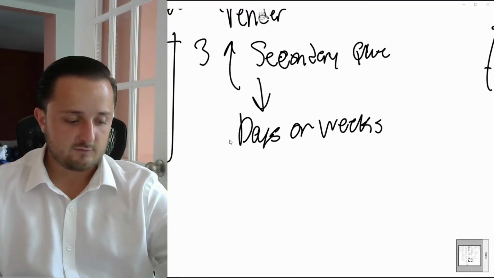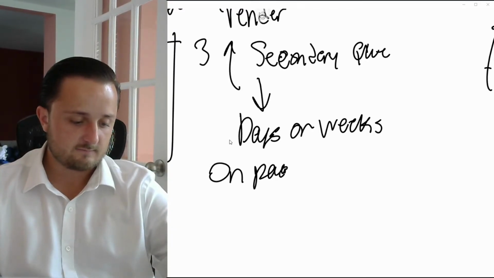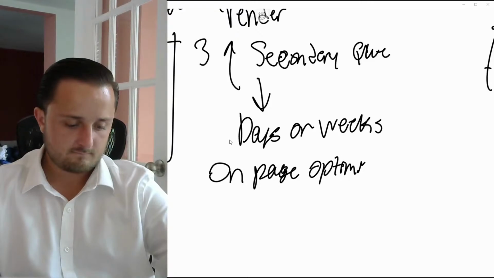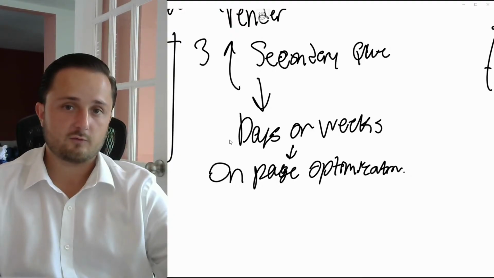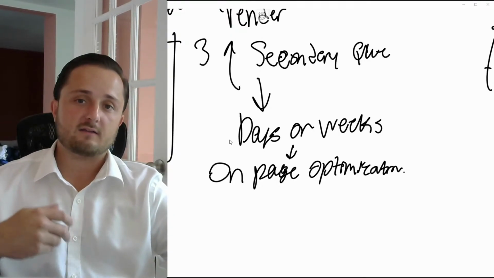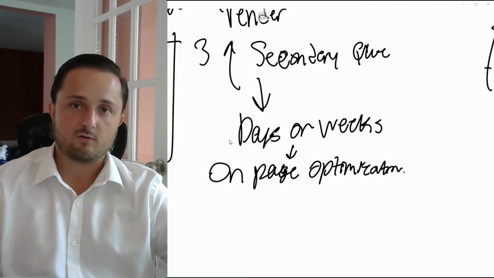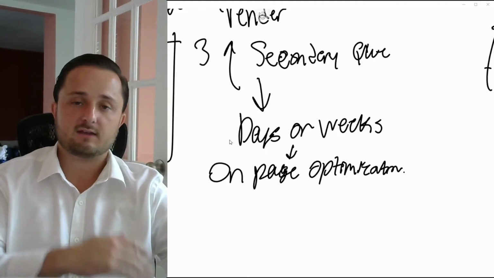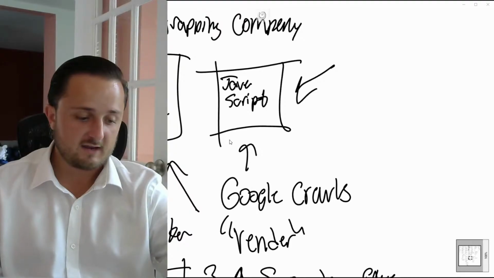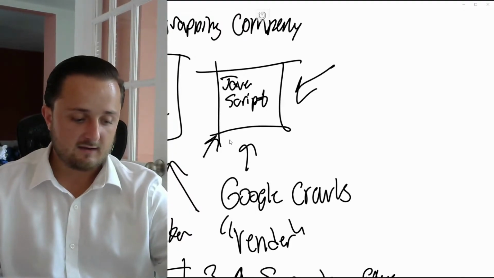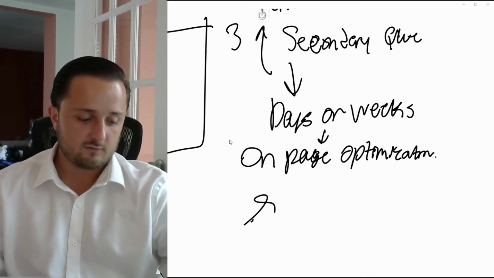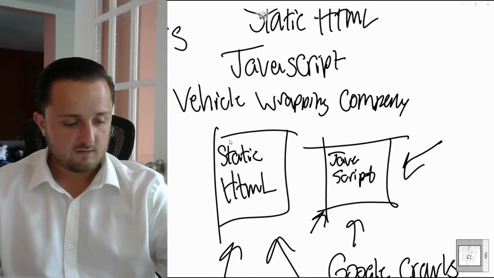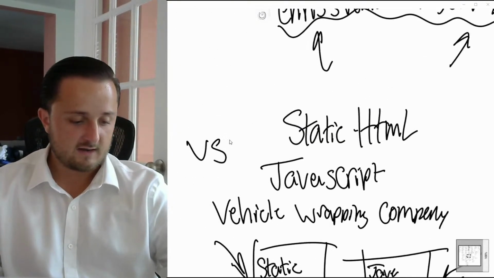So if you applied new on-page optimization, it could be days or weeks for Google to give you credit, or for Google to recognize that, oh, you actually went and added a whole bunch of new keywords on the page. Oh, you should actually be ranking in this position. But because your site is heavy in JavaScript and it has to be placed in the secondary queue to see all of this content, you're not getting the credit that you deserve. So always, always, always go to static HTML.